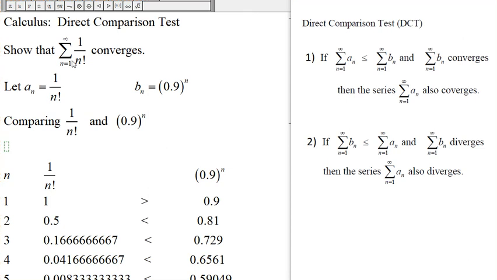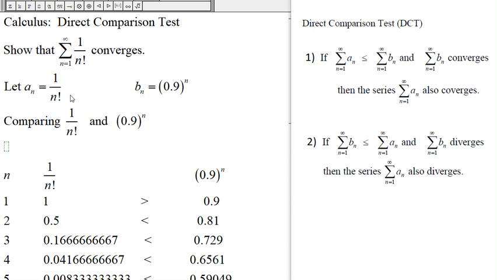Here we have the infinite series 1 divided by n factorial, and we want to use the direct comparison test to show that this series converges. To use the direct comparison test, we have to come up with a series B sub n. And we have to show two things: that the given series A sub n is less than or equal to the series B sub n, and that the series B sub n converges.